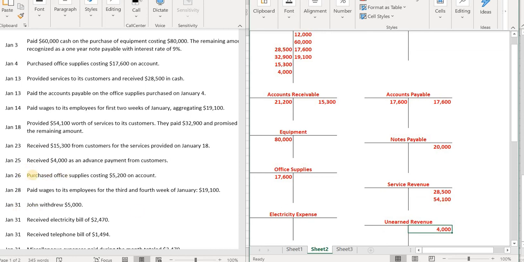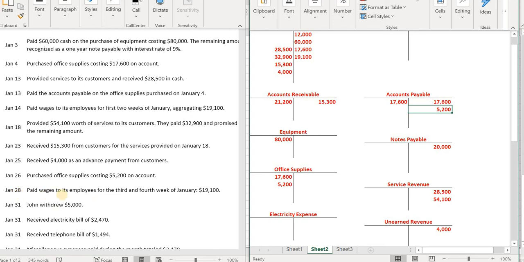Okay, January 26, purchased office supplies costing $5,200 on account. Try the entry. Okay, here we go. $5,200 in office supplies. On account means pay for it later. Accounts payable. So debit office supplies, credit accounts payable. We're going to pay for it later.